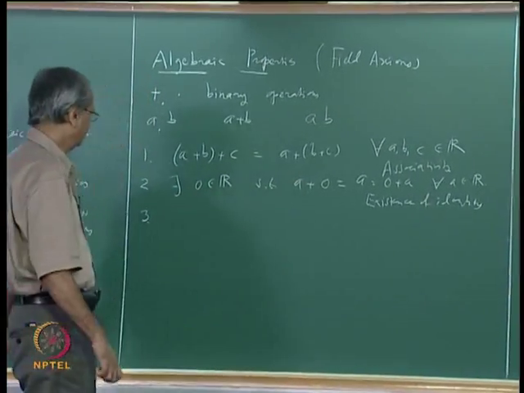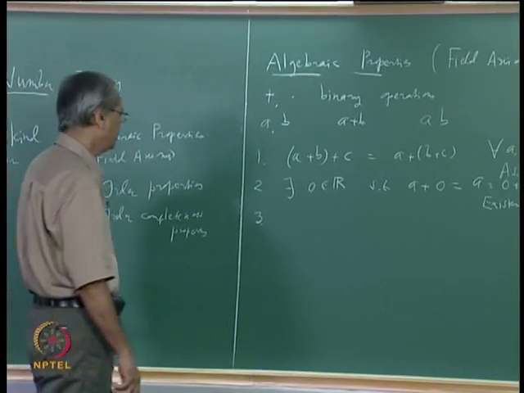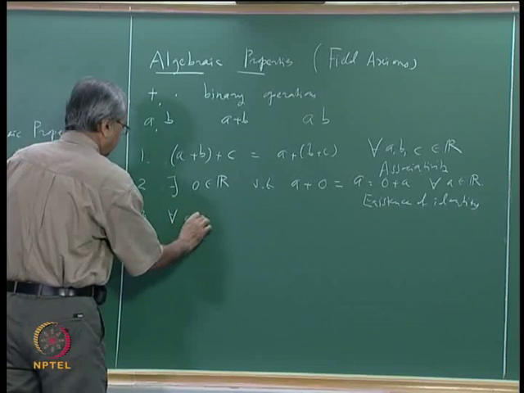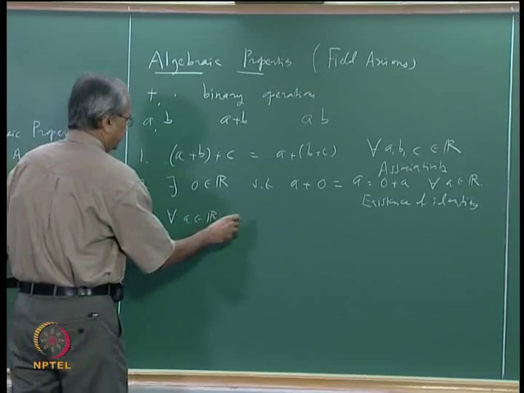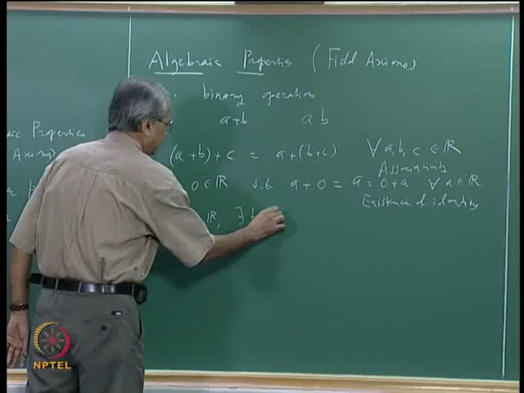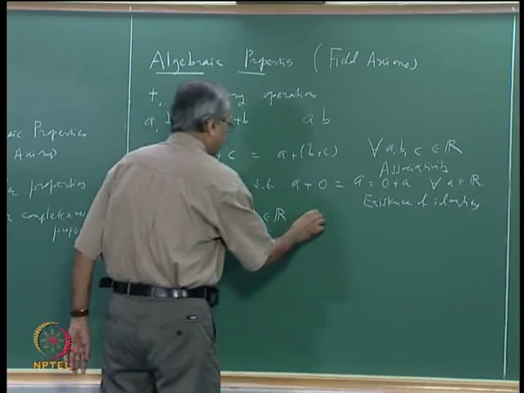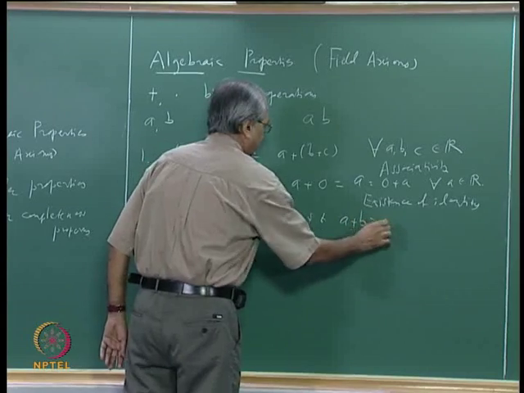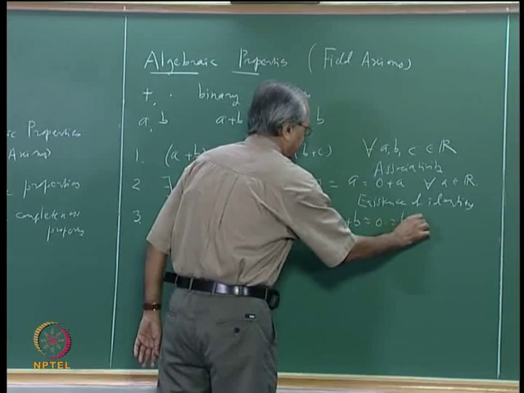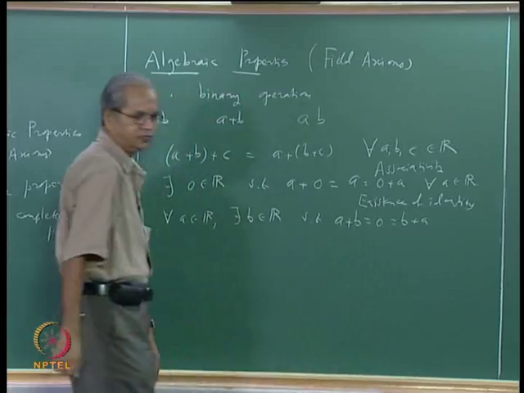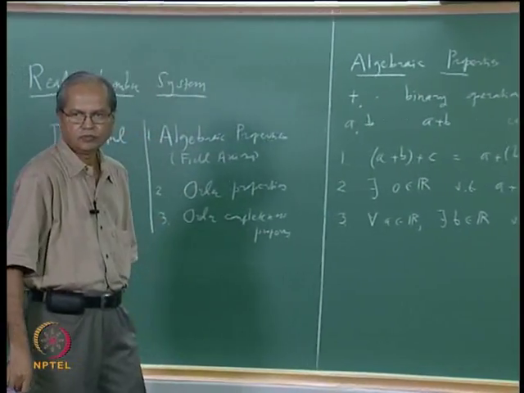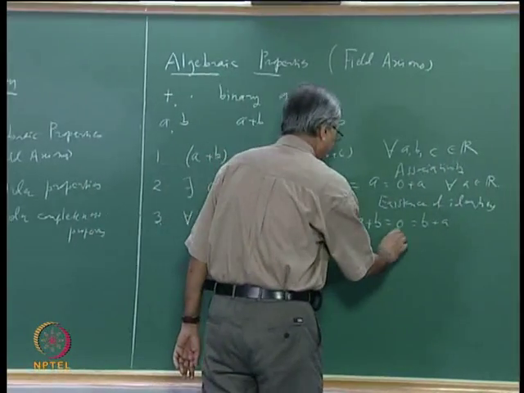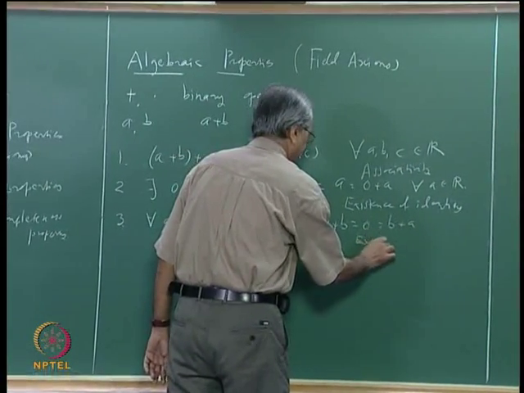Okay. All right. Similarly, now we shall say that for every a in R, there exists b in R such that a plus b is equal to 0 and b plus a is also 0. Okay. And this is what is called existence of inverse with respect to the addition. Okay.